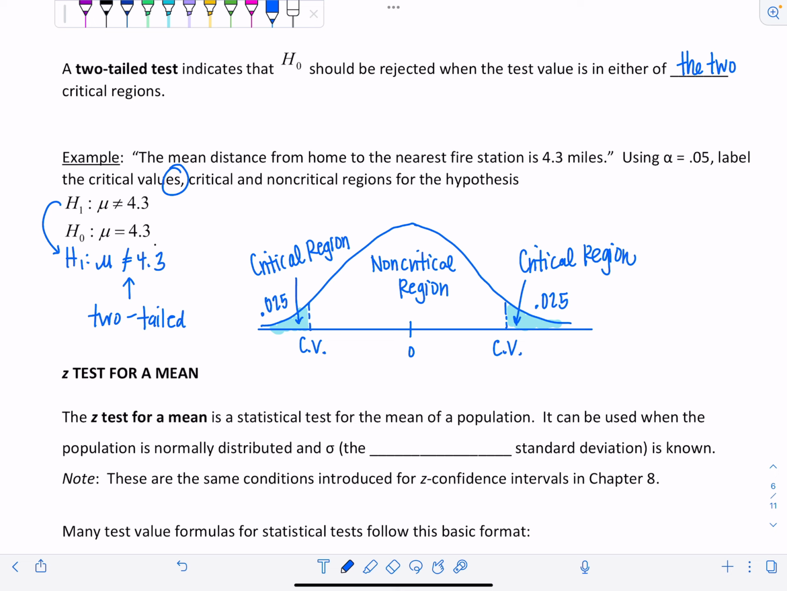I don't know if you remember your z sub alpha over 2, but it's plus or minus 1.96. This time we have both of them. This is positive 1.96, and this is the negative 1.96. Again, those are the most popular ones, 1.96, 2.58, and 1.65. So that's the reason I have them memorized. I don't have any others memorized. There's only 3, so don't stress.